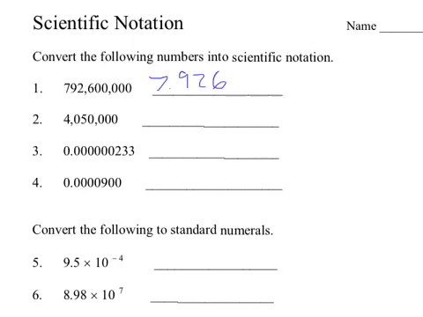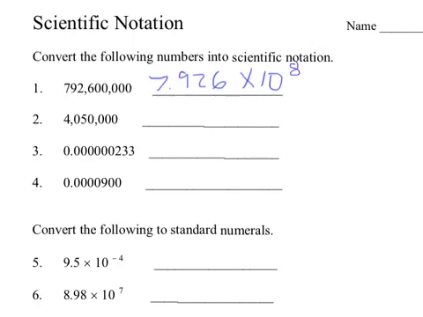Then I have to figure out how many times I move the decimal. So that's where my times 10 part comes in. I'm going to multiply it by an exponent of 10. So let's see how many times I actually move the decimal. I move the decimal from here 1, 2, 3, 4, 5, 6, 7. I moved it 8 times. So I'm going to say times 10 to the 8th.